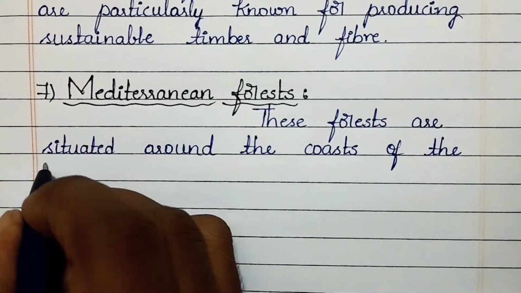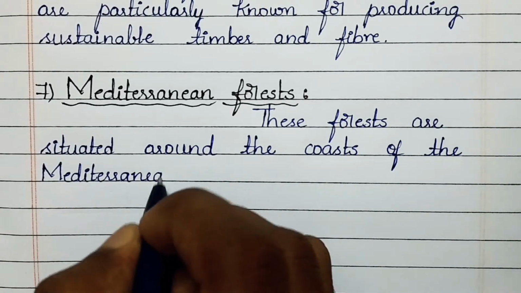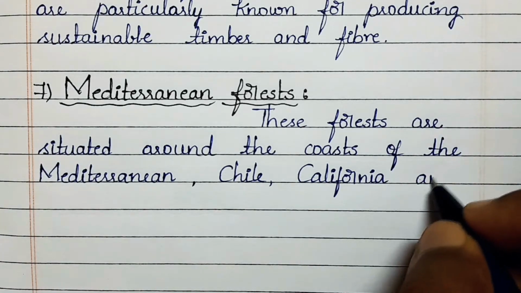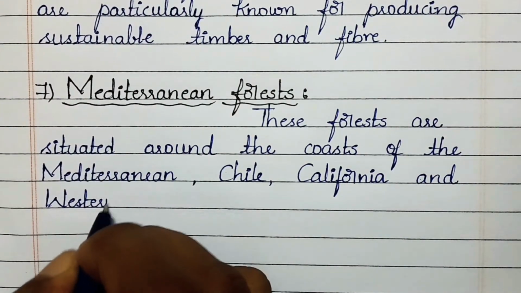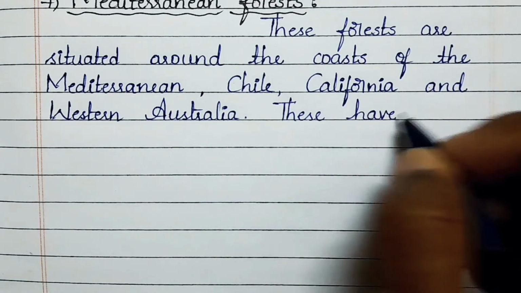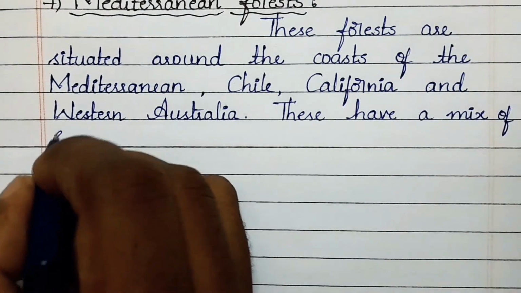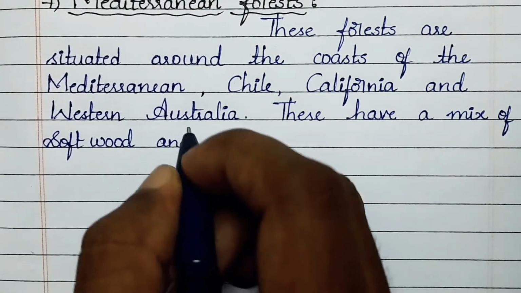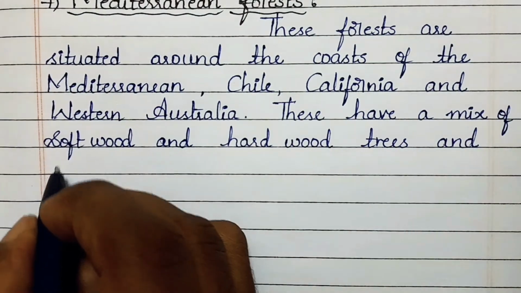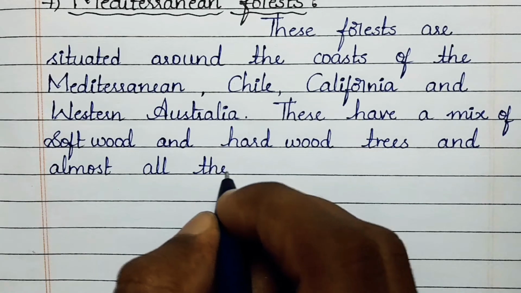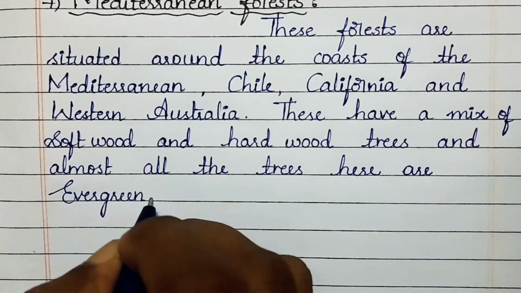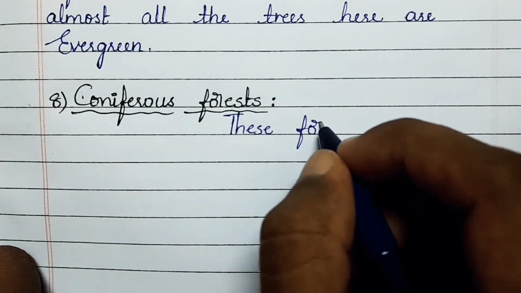Mediterranean forests are situated around the coasts of the Mediterranean, Chile, California, and Western Australia. These have a mix of softwood and hardwood trees, and almost all the trees here are evergreen. Next, coniferous forest.